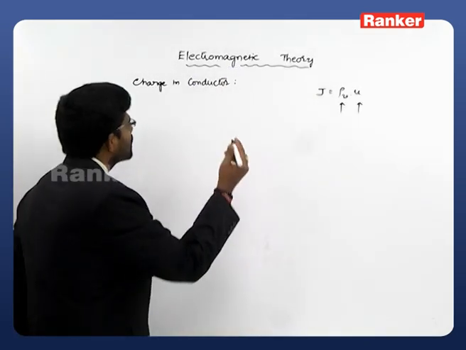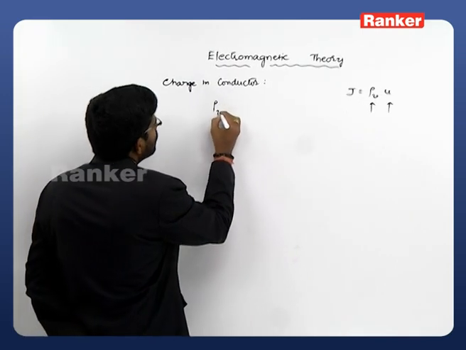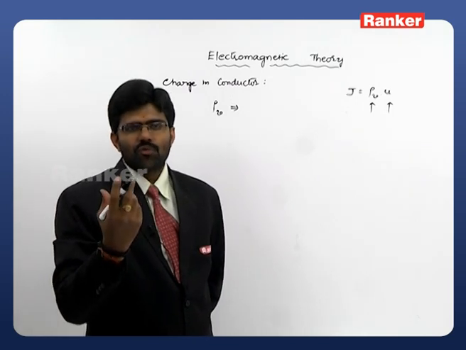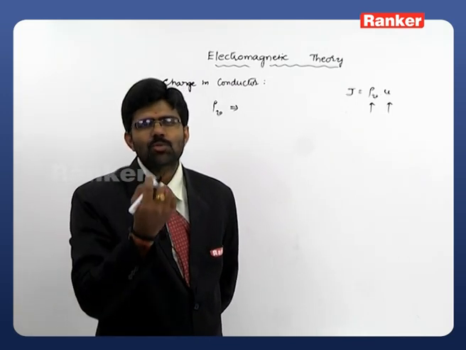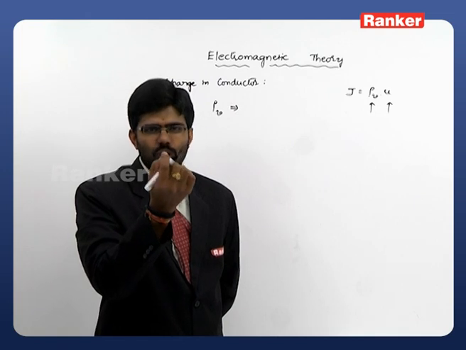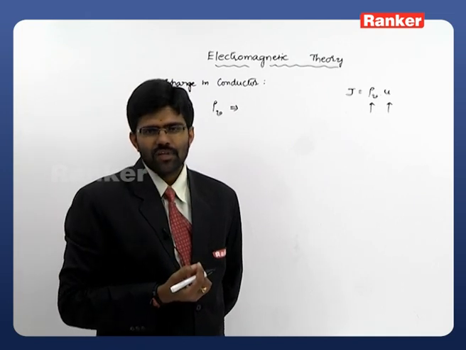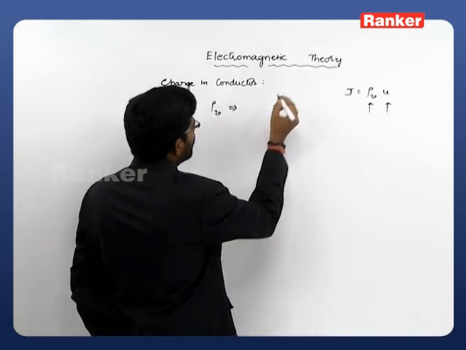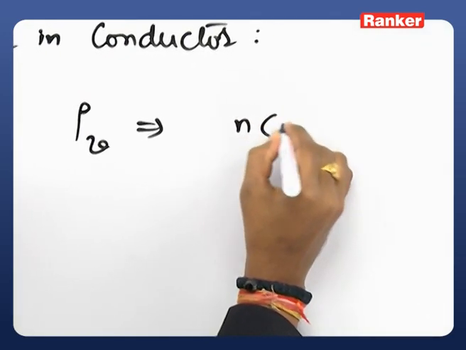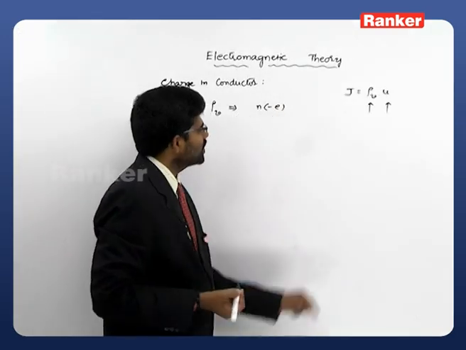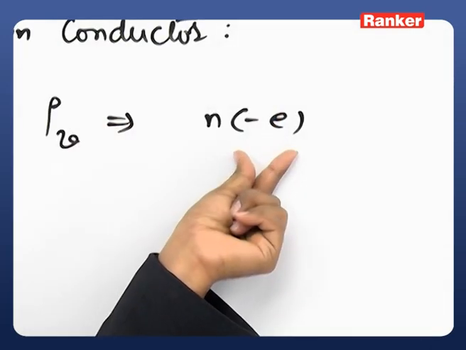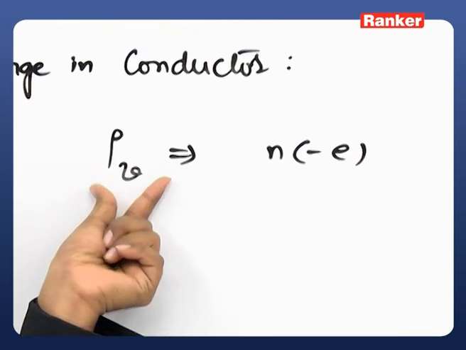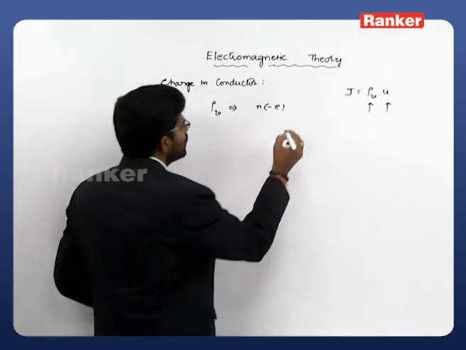For that, I will take this rho v initially. Let us assume a conductor has n number of electrons. I am assuming small n is the count of electrons in our conductor. Since most charge carriers in our conductor are electrons, I am taking the charge as electrons, that is n multiplied with minus e. That minus e is the charge of each electron in a conductor, and this is nothing but the volume charge density in any conductor. So clearly rho v can be replaced with this minus ne.